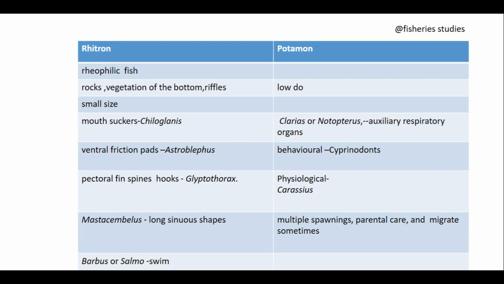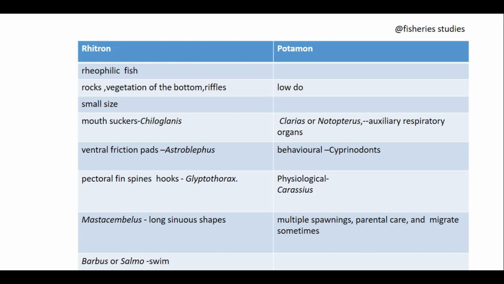Rhithron fishes are rheophilic fishes. They are mostly small in size. The fish use 2 techniques. One is having some adaptive characters to withstand the current in that area, or the swimming capability to withstand the current in that area. Adaptations such as mouth suckers, Chiloglanis, ventral flexion pads in Astroblepus, pectoral fin spines as hooks, Glyptothorax, Mastacembelus, longer spinous shape which forms a twine and attaches to the rocky area. Barbus and Salmo have good swimming capability to withstand in that area.